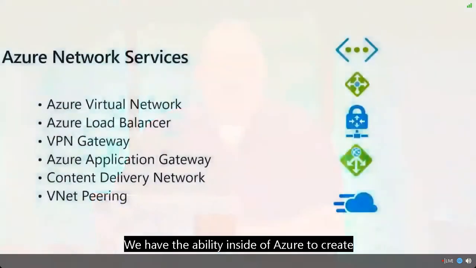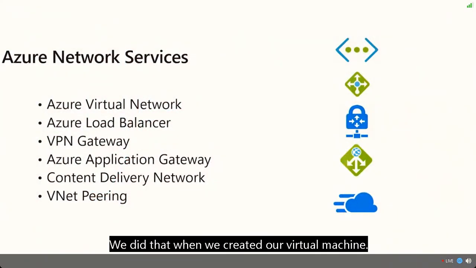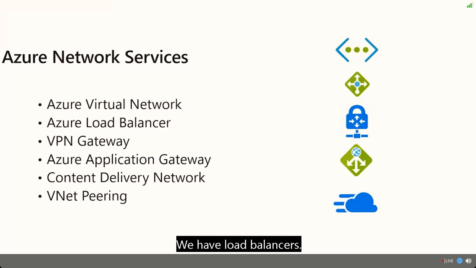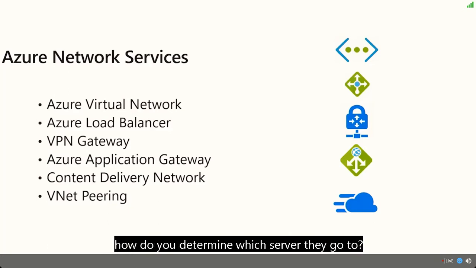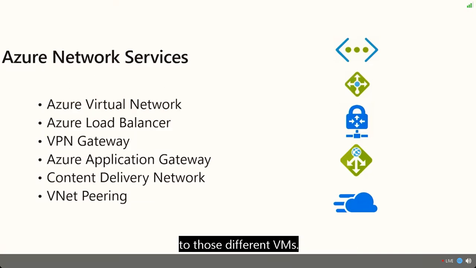Some more services we have. We have Azure Network Services. We have the ability inside of Azure to create virtual networks. We did that when we created our virtual machine, and that virtual network is where everything lives. Everything has to have an IP address for communication. We have load balancers. Load balancers are great because that's where your public IPs are going to go. If you have a web farm of 3 servers, when somebody comes to your website, how do you determine which server they go to? Well, what if they all flood number one? Number one's going to get overutilized, and the other 2 are not going to have any work. A load balancer balances the load of that workload coming in from the internet to those different VMs.